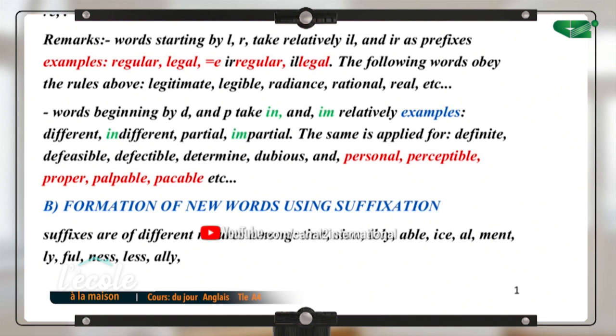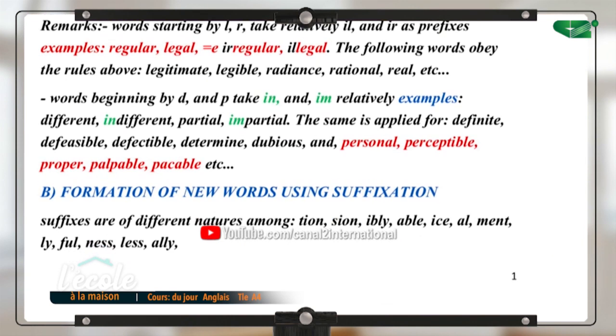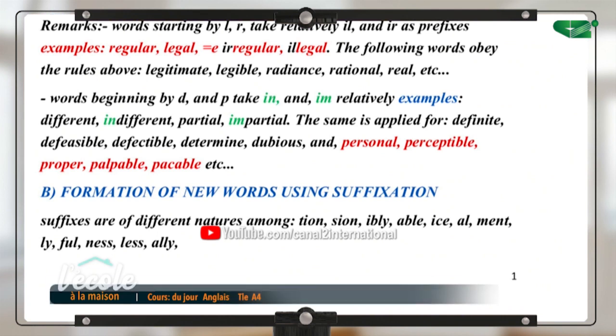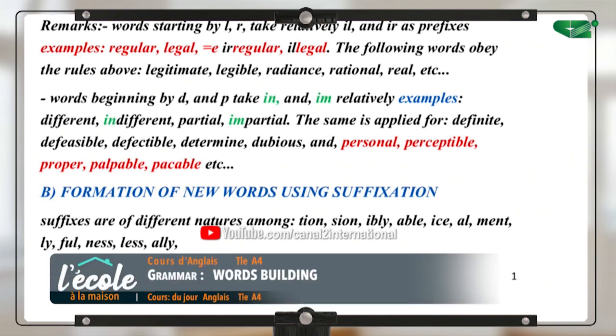Now, partial. It's no longer de, but pe. So, when I see P, I will use IM rather. It gives me impartial. The same is applied for definite, which gives me indefinite, divisible, equal to indivisible. We have defectible, which gives me indefectible.